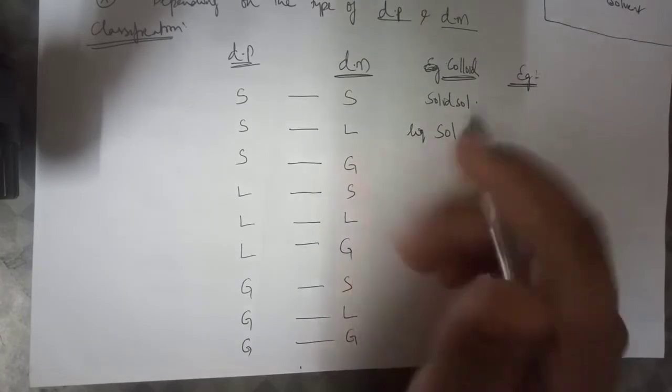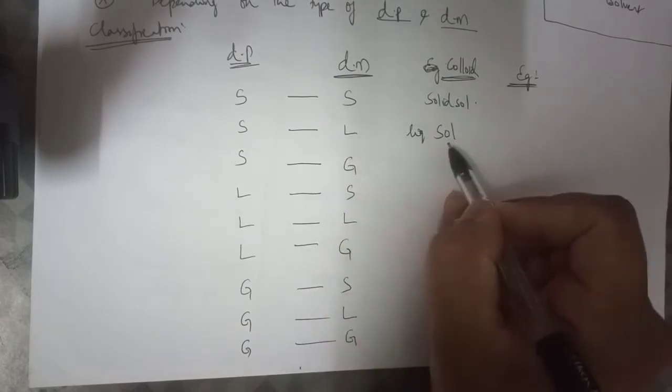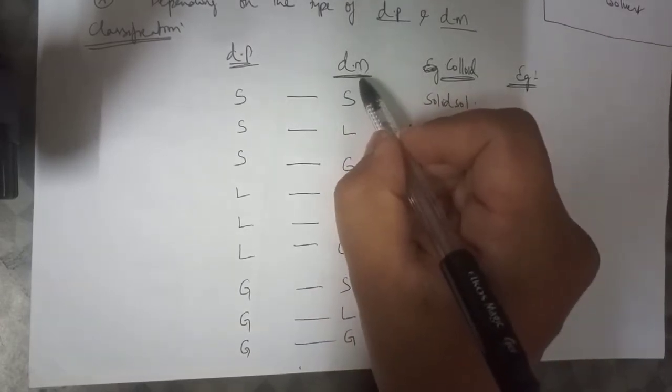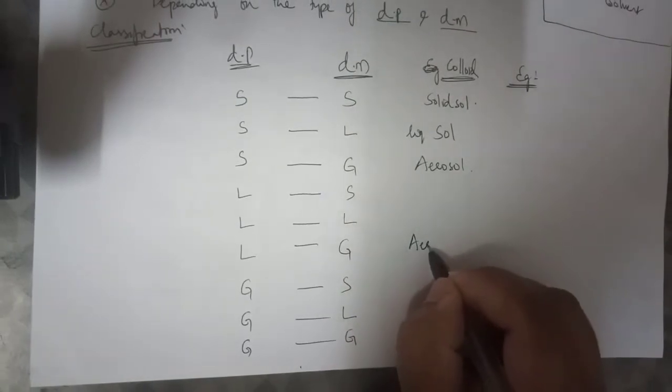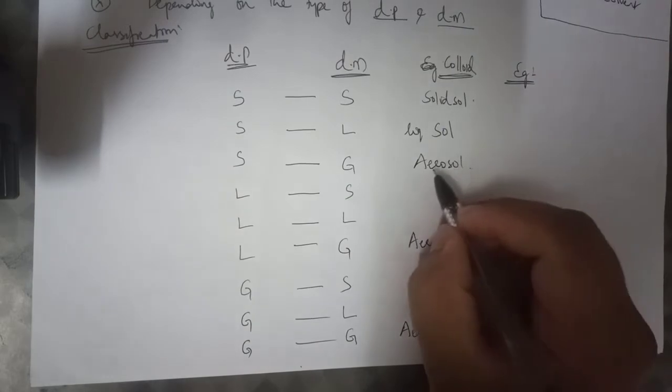Whenever you see gas as the DM, that is the dispersion medium, medium is similar to solvent. So ultimately the name is favored in the name of the solvent only, right? So that's why solid sol, liquid sol, and whenever you have the gas as the dispersion medium, we call it aerosol. So wherever you see gas as dispersion medium, put it as aerosol. Now solid sol, liquid sol, and aerosol.